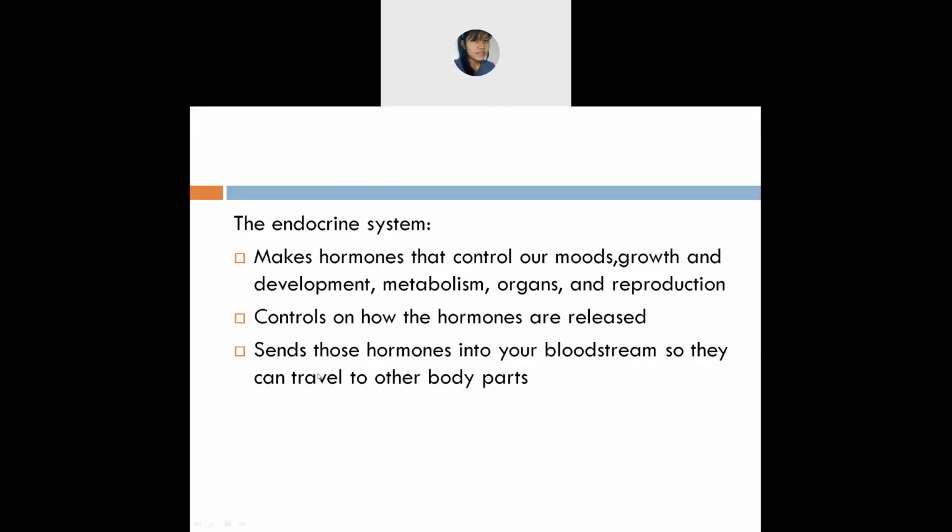And the third point, what will you get? They will send those hormones into your bloodstream so that they can travel to other body parts. I have already said this one also: these hormones will go into your bloodstream, and afterwards they will go to other parts of your body, wherever they are supposed to go. So these are the three functions you will find in the endocrine system.